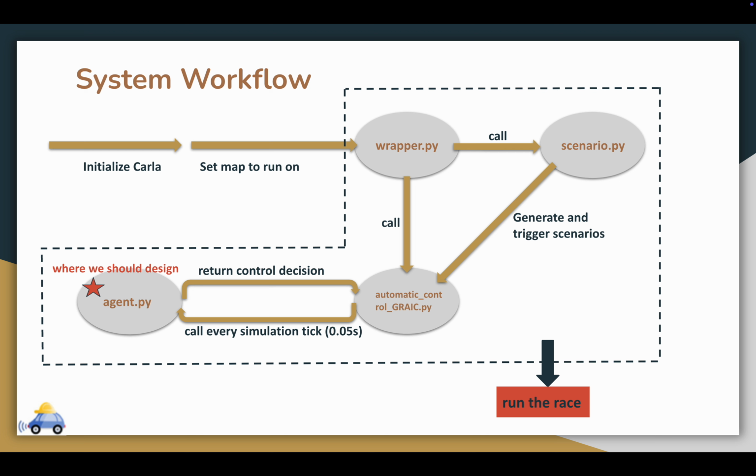So here's our system workflow. We initialize Carla, set the map to run on, and we call wrapper.py, which will generate scenarios, and call automatic control GRAIC, which every simulation tick will return a control decision from agent.py. And we have three novel methods: RRT, A star, and a proximity-based trailing strategy.